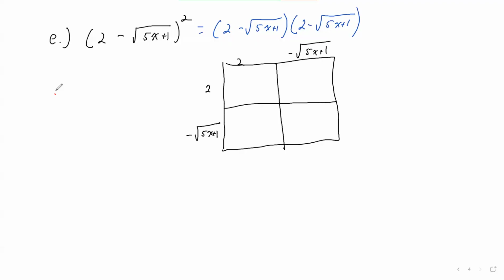Actually, I don't know. Let's check. 2 times 2 would be 4. 2 times negative square root of 5x plus 1. What do you think that would be?